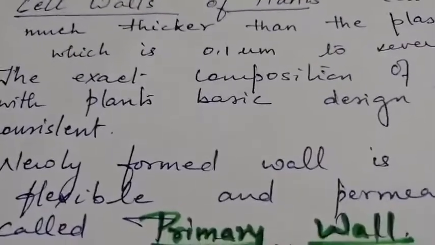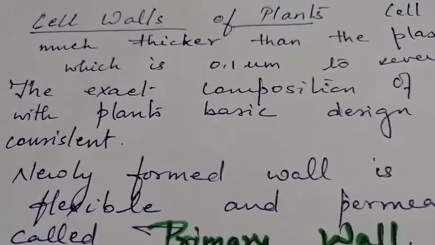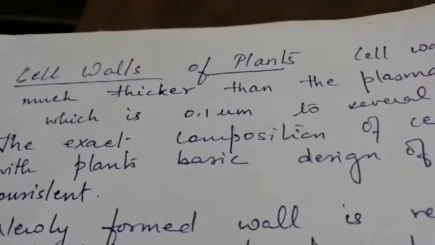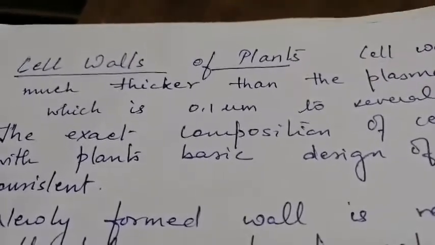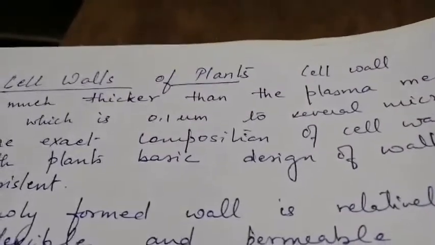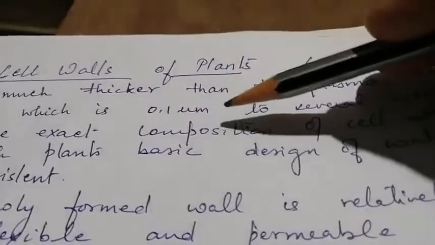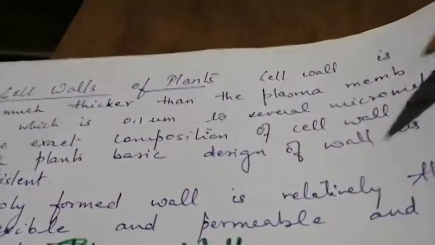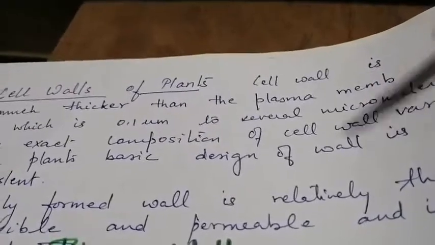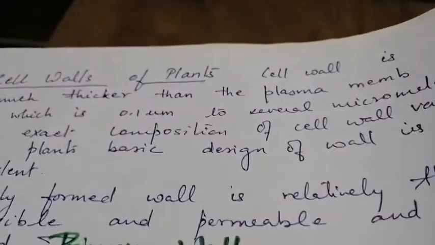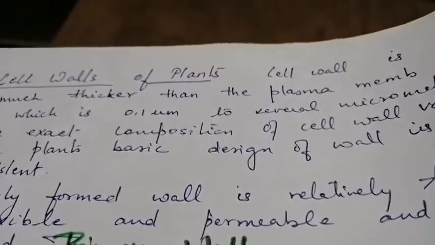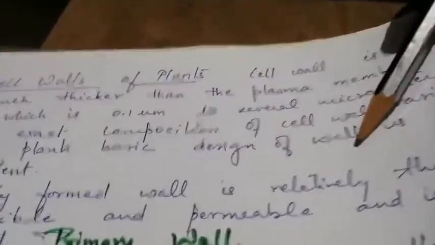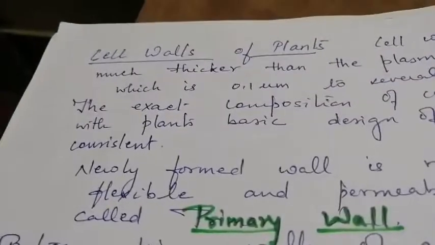Let's come to the cell wall of plants, isn't it? Now, you know that animal cells do not possess a cell wall, and the cell wall is much thicker than the plasma membrane, which is about 0.1 micrometer to several micrometers. The exact composition of the cell wall varies from plant to plant, species to species, but the basic design pattern by which the cell wall is formed is consistent.